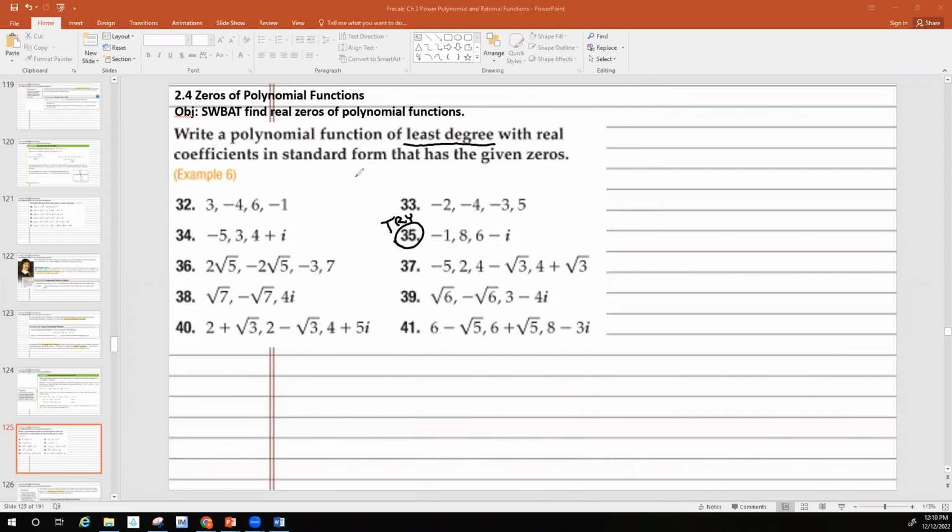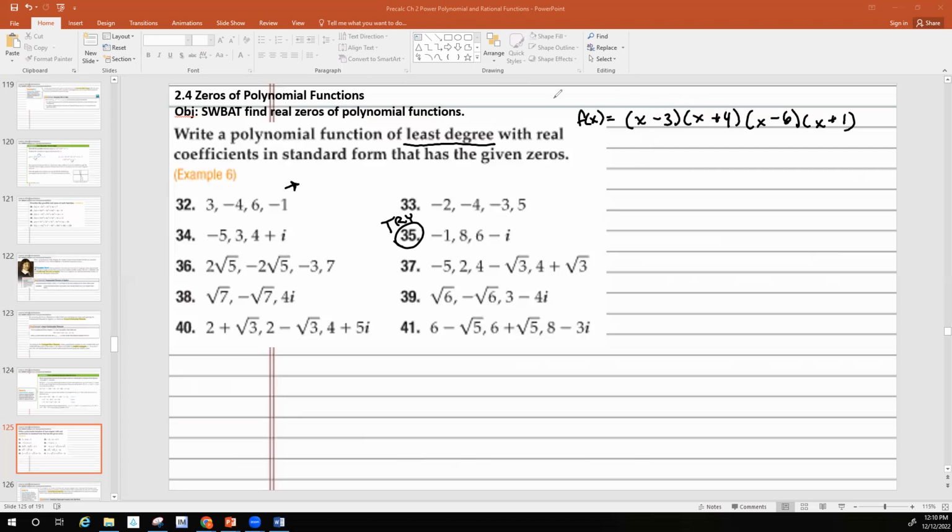Okay, so these are our zeros. We want to put these in binomial form, so factored form. So we have x minus 3, x plus 4, x minus 6, and x plus 1. Notice I'm changing all those signs when you put it in the factored form. And then you want to multiply it. So it's a lot of work.